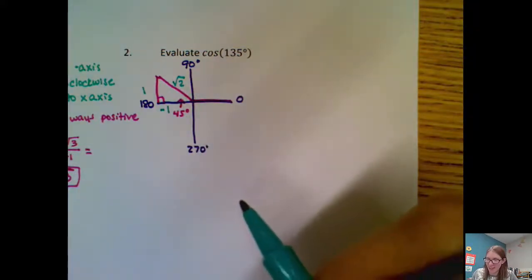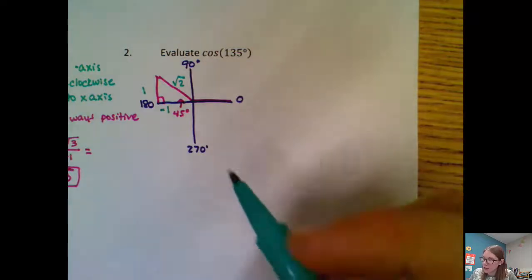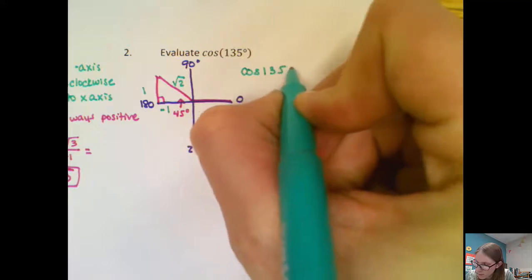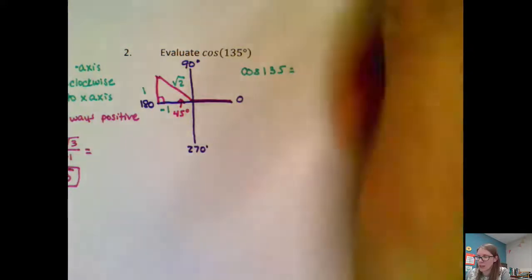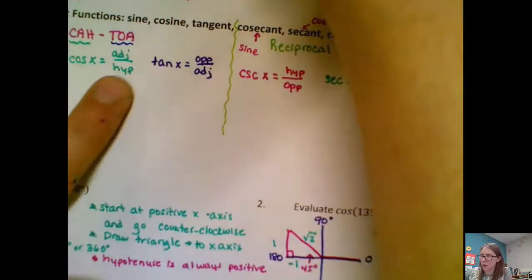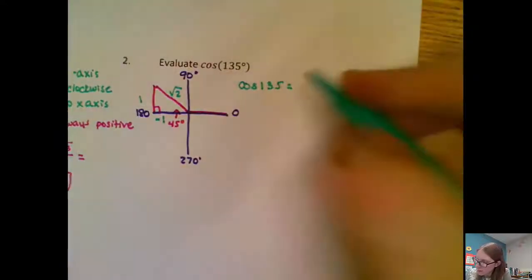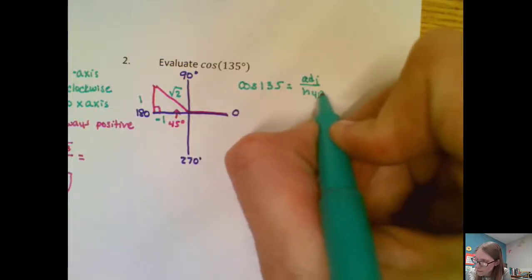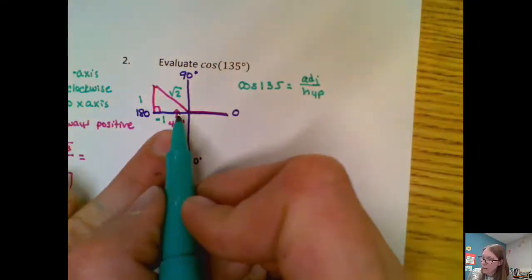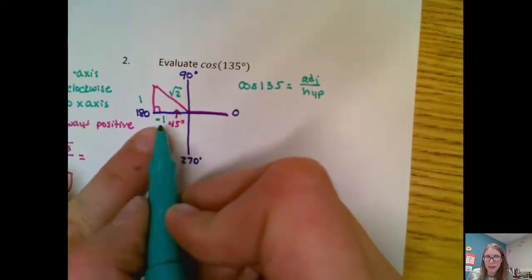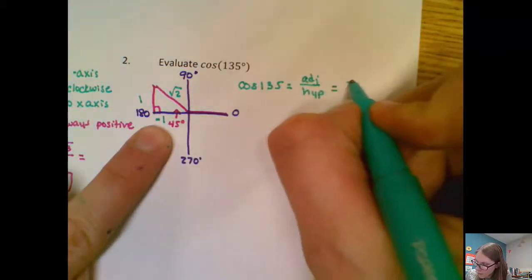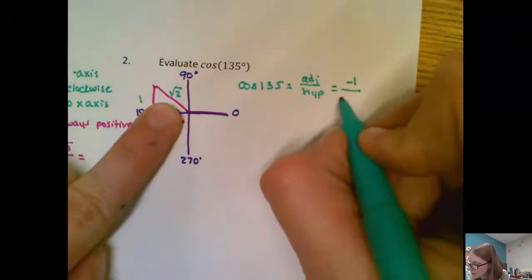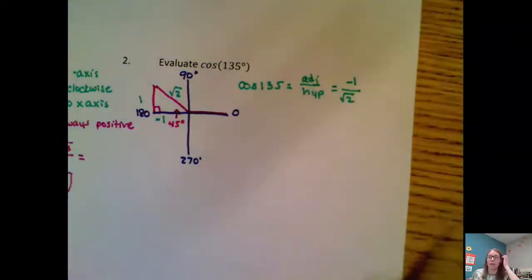Now let's get to the evaluating part. So cosine of 135 degrees. Cosine is adjacent over hypotenuse, if you look above here. And if we look at our 45 degree angle here, our adjacent side length is negative 1. Our hypotenuse is the square root of 2. So I get this, negative 1 over the square root of 2.